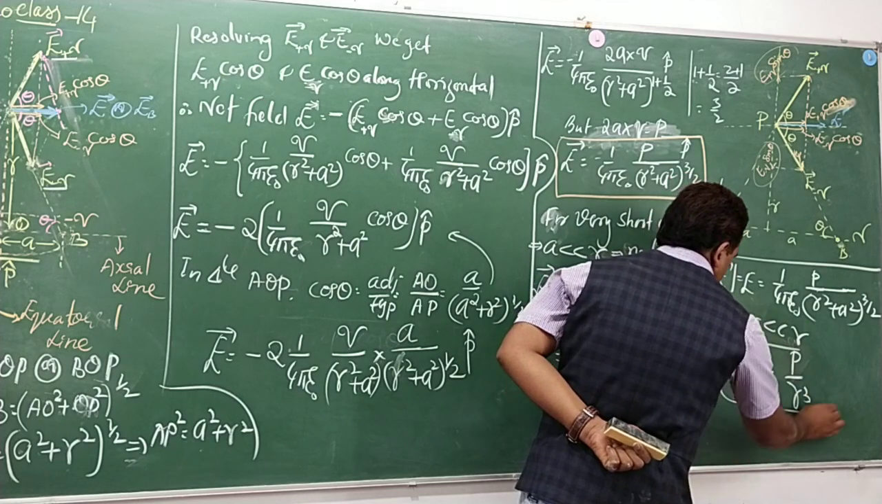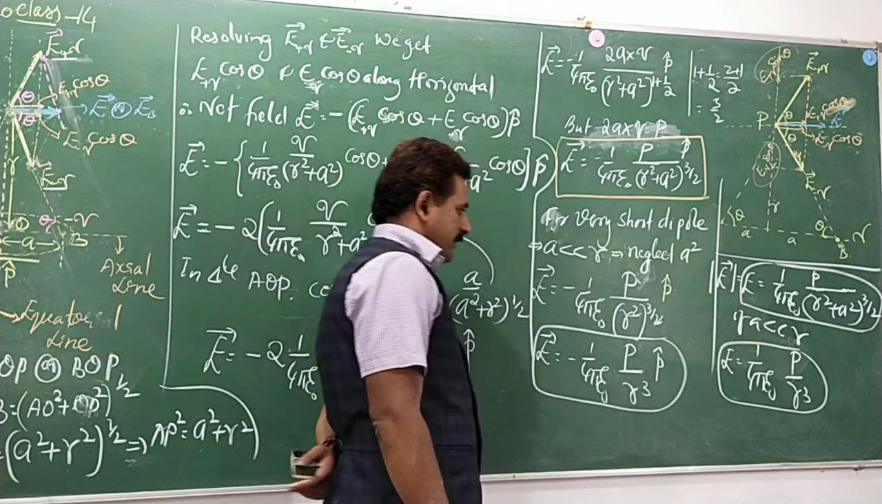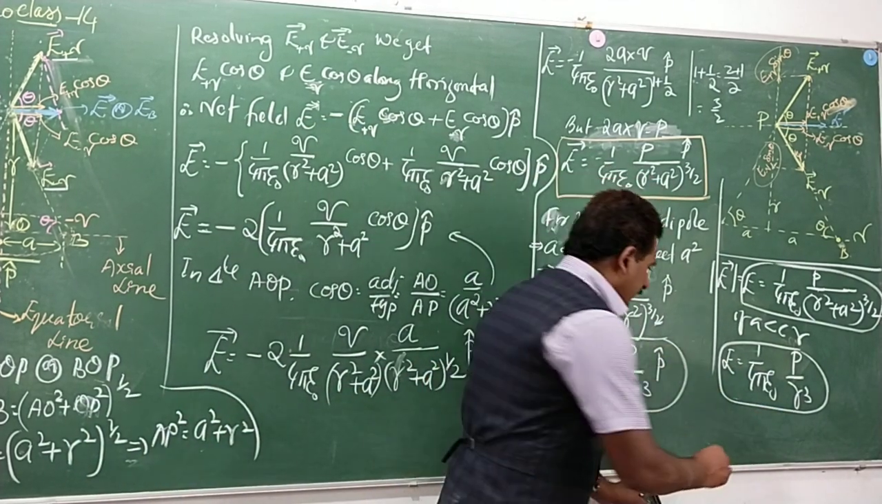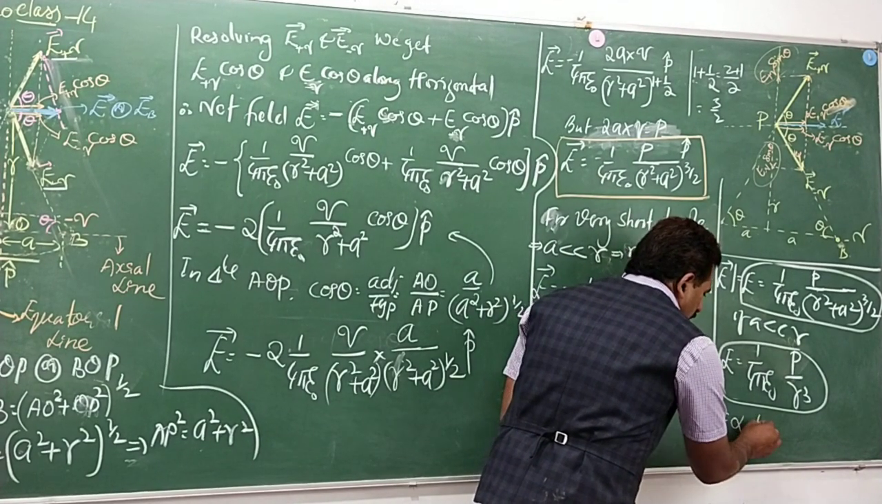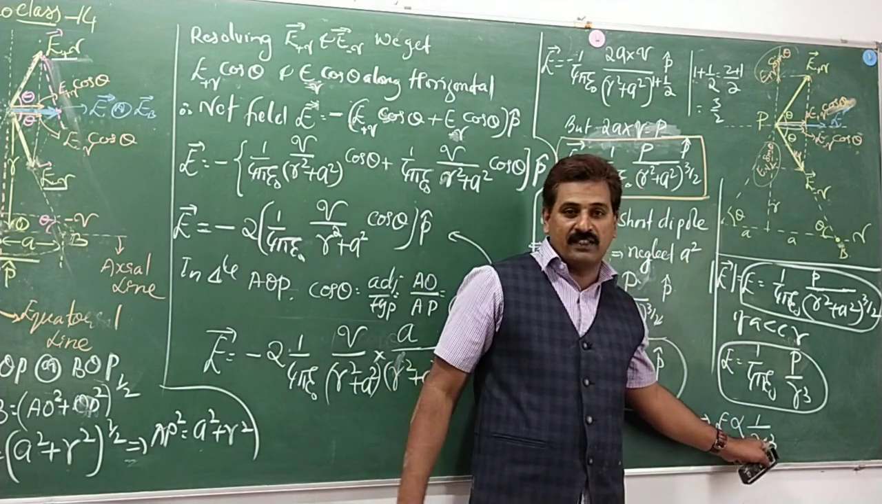We can use these two relations to simplify numerical sums, only those two relations. And one more thing you can remember: the electric field for a very short dipole falls off inversely as the cube of distance.